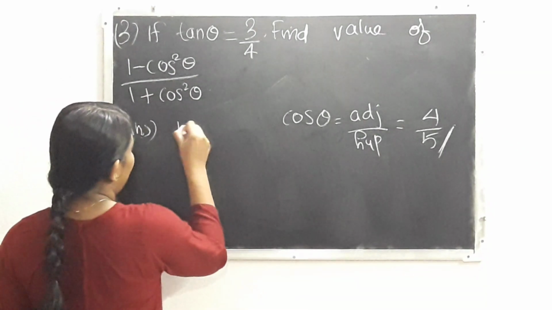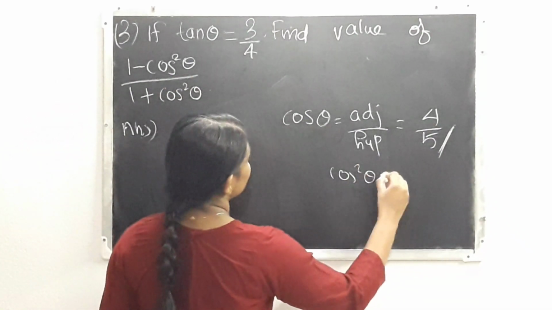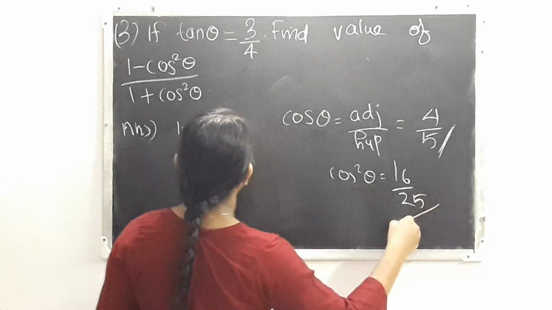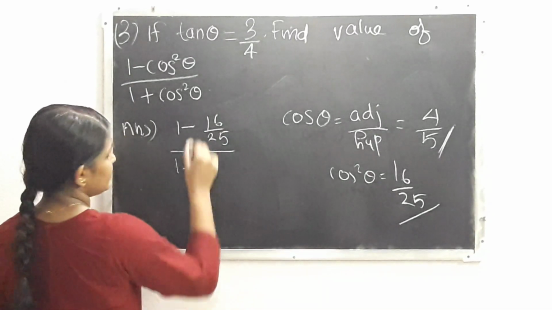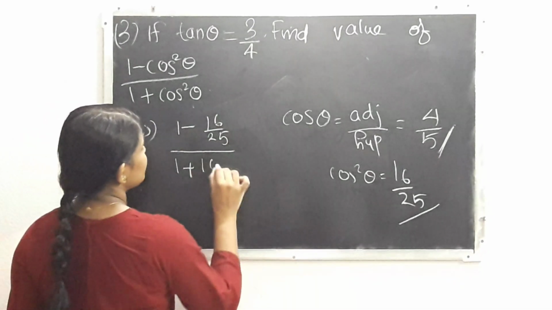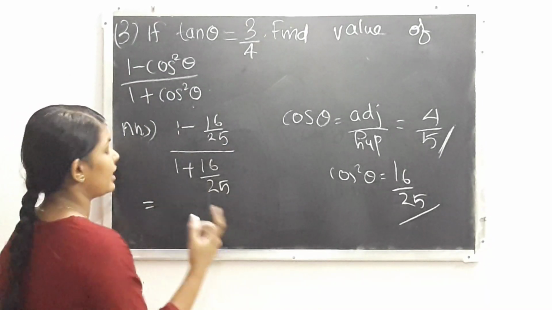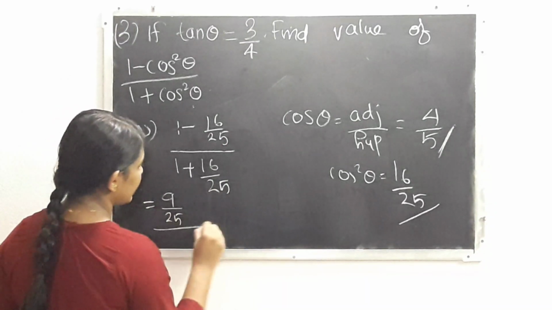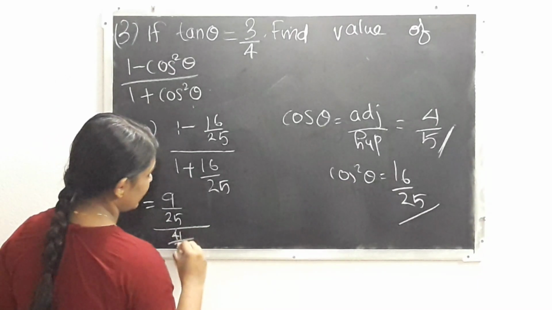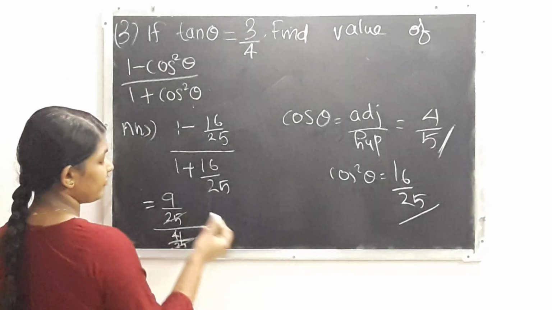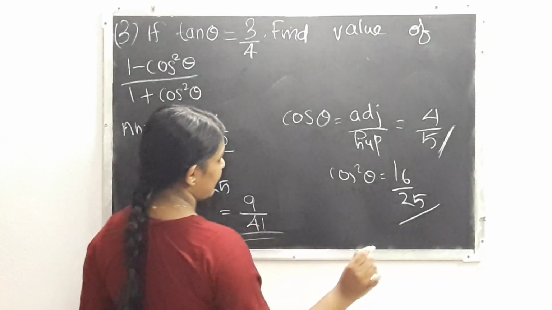So it will be equal to 1 minus cos square theta. Cos theta is equal to 4 by 5, so cos square theta will be equal to 16 divided by 25. So 1 minus 16 by 25 divided by 1 plus 16 by 25. So this can be written as 25 minus 16, which is equal to 9, so 9 divided by 25, divided by 25 plus 16, which is equal to 41, so 41 divided by 25. So we can cancel this 25 from both, which will be equal to 9 by 41. So this will be the answer.